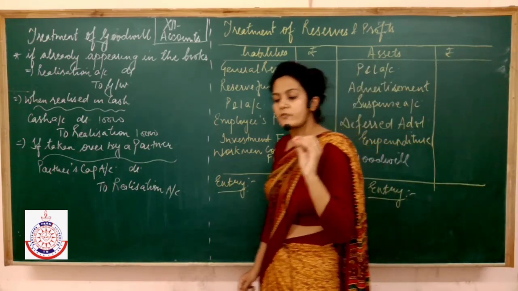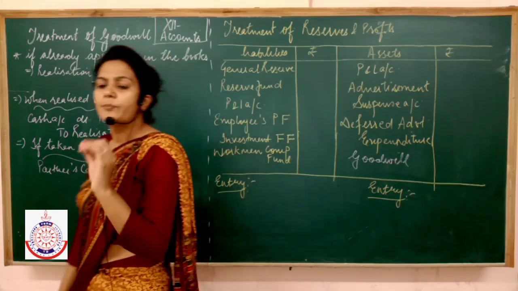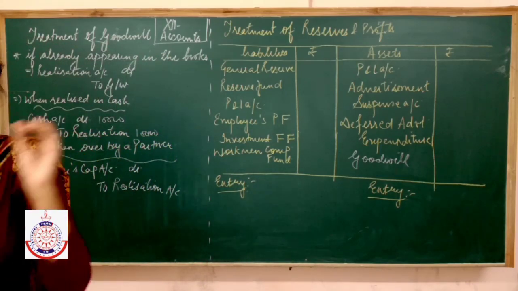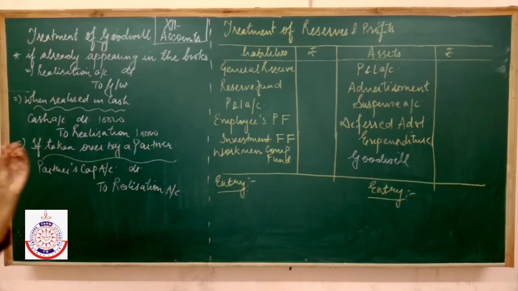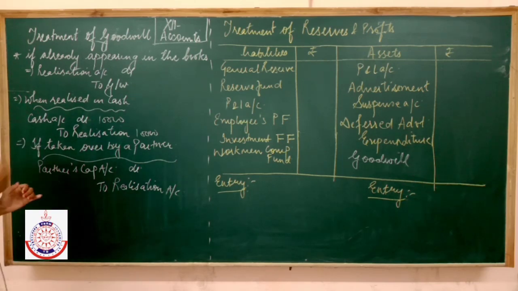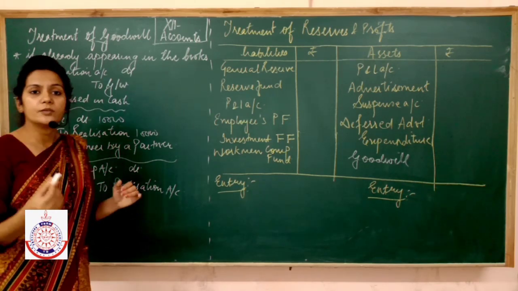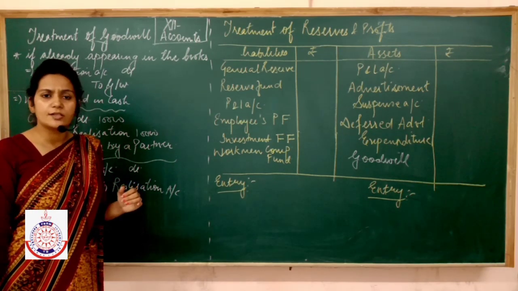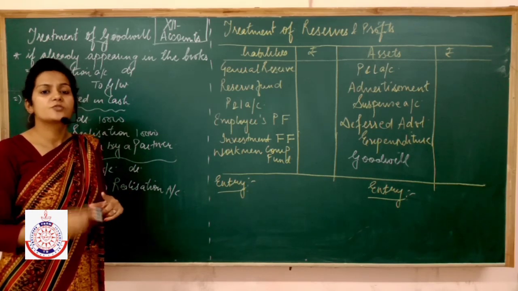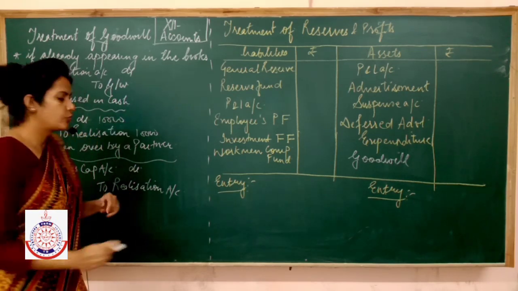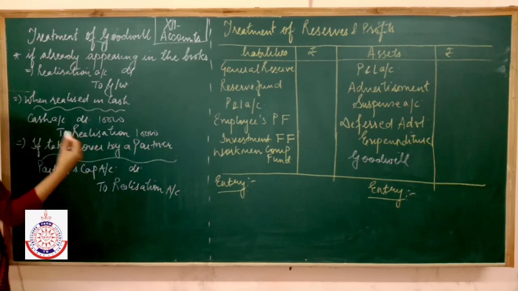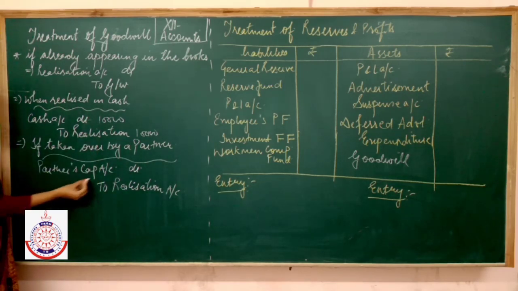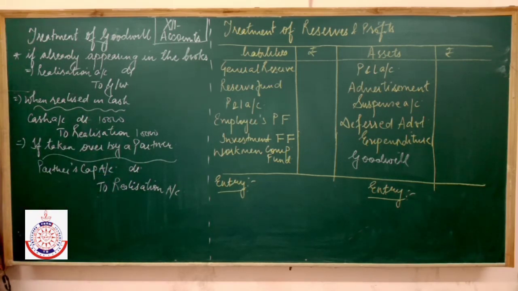If something is given to you in the adjustment that the partner is interested in taking over the goodwill, and taking over the goodwill means that he wants to use the name of the firm even after its dissolution, then in that case the partner has to pay some money to the firm. So what entry are you going to pass for taking over the goodwill? It's that partner's capital account debited to realization account.